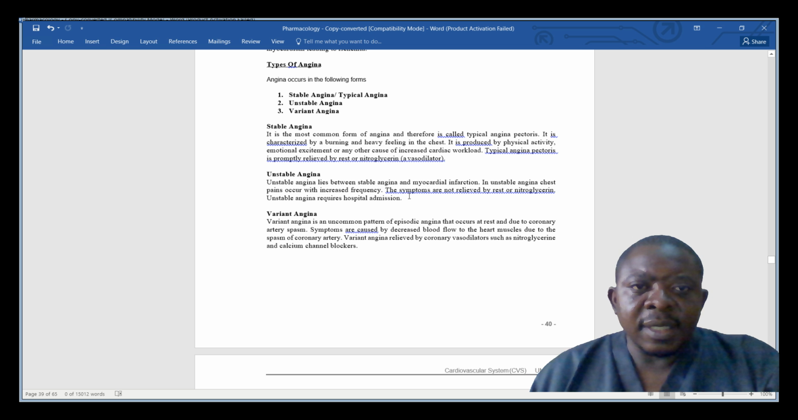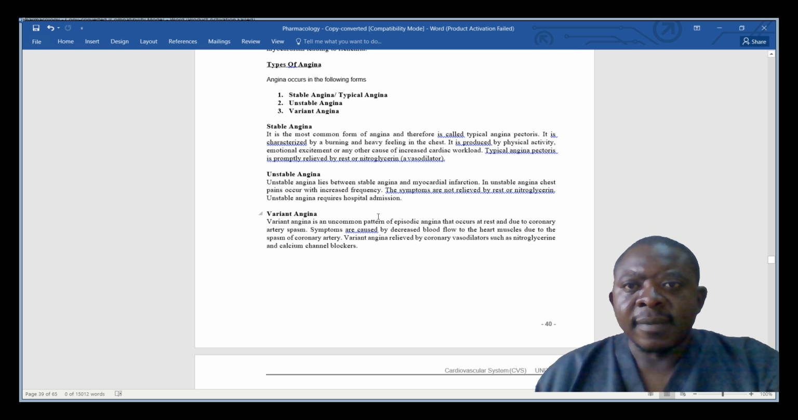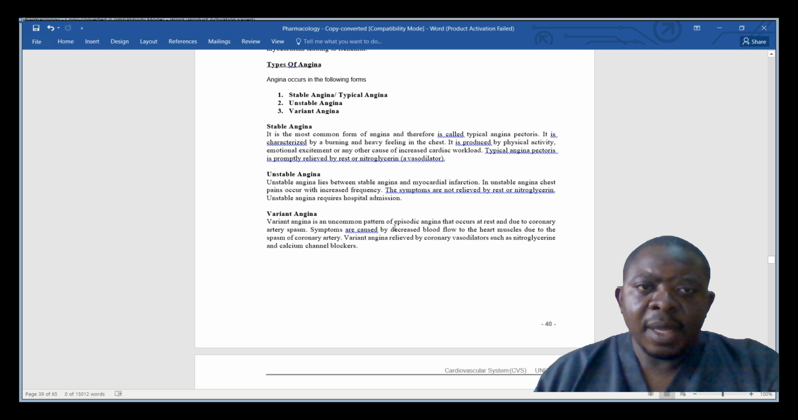Unstable angina. Unstable angina lies between stable angina and myocardial infarction. In unstable angina, chest pain occurs with increased frequency. The symptoms are not relieved by rest or nitroglycerin. Unstable angina requires hospital admission.